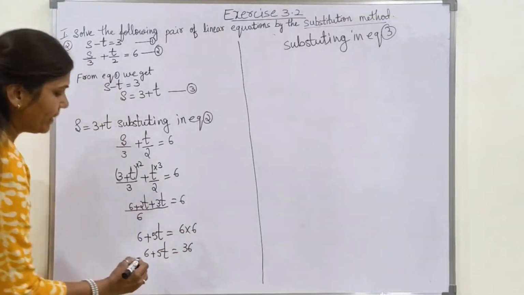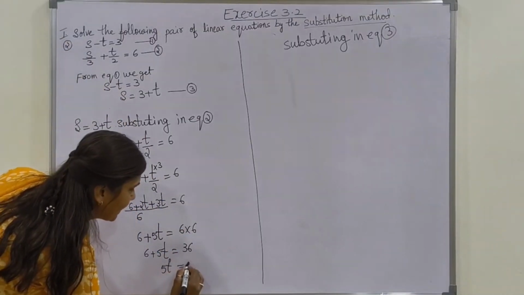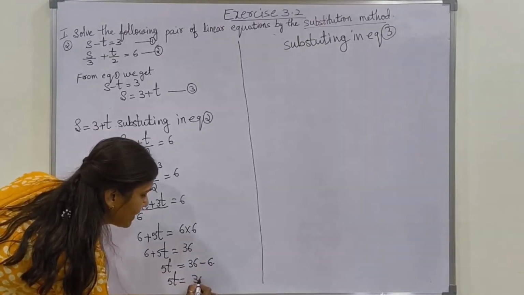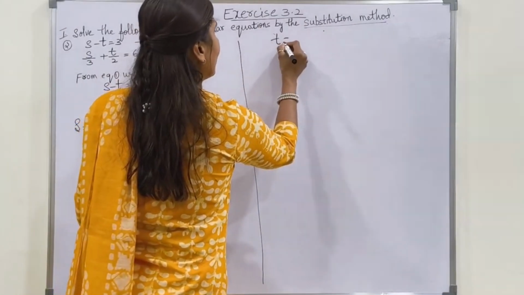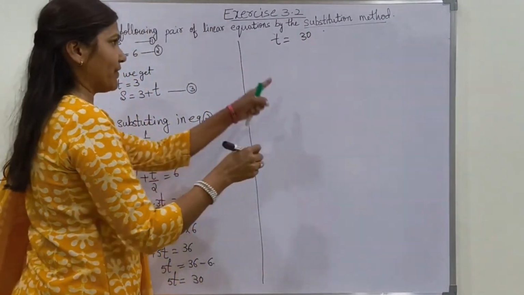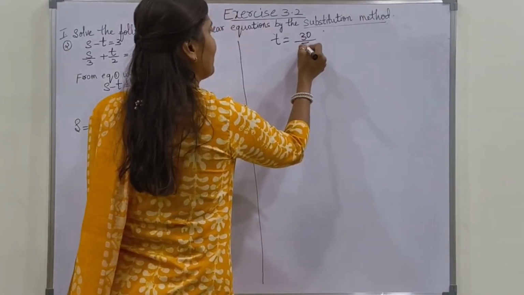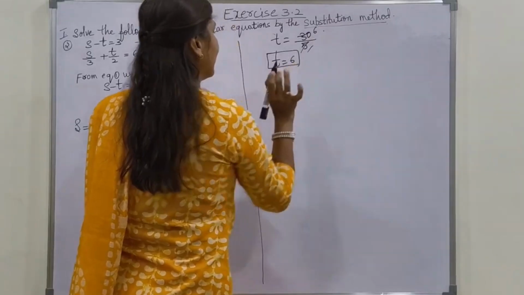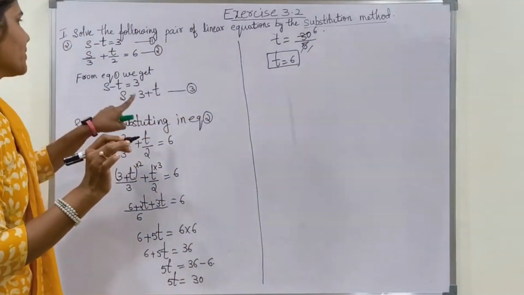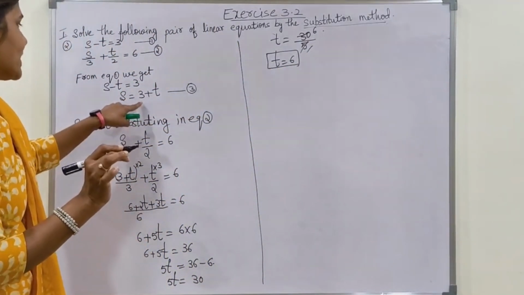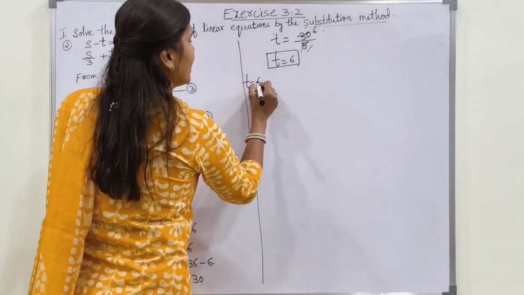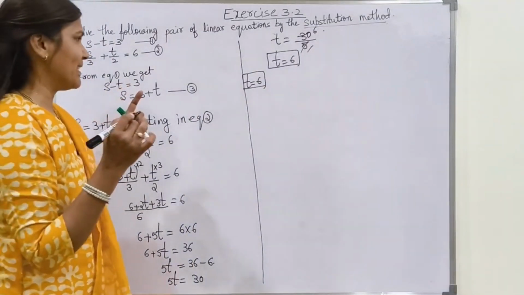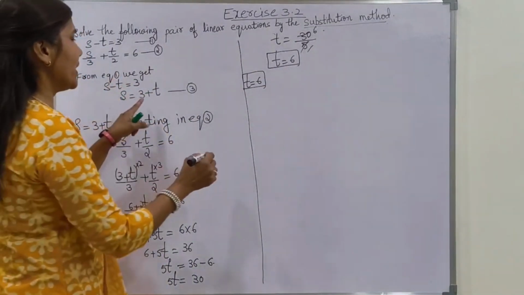This 6 you send to that side: 5t equal to 36 minus 6, which is 30. So t equals 30 by 5. 5 sixes are 30, so t is equal to 6. Now you got the t value. Where do you substitute t is equal to 6? You can substitute in any equation, first, second or third, and you will get the answer, but directly here in the third equation you will get it.